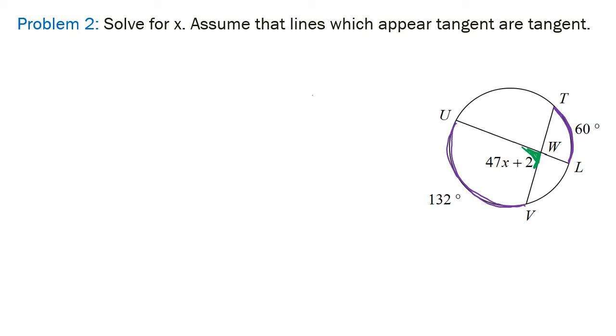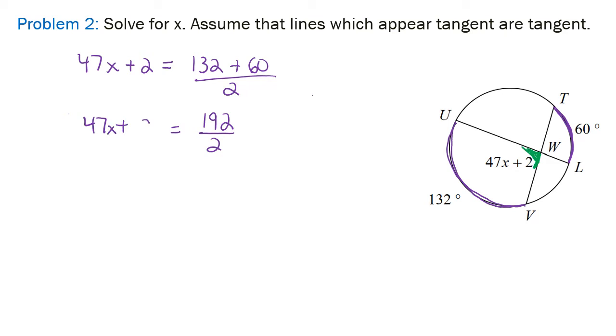So if we go ahead and set up a problem that says 47x plus 2 should equal the two arc lengths added together and divided by 2. So we would have 132 plus 60 divided by 2. From here we can sum up 132 and 60. We're going to get 192. Then we go ahead and divide the 192 by 2. We get 96.